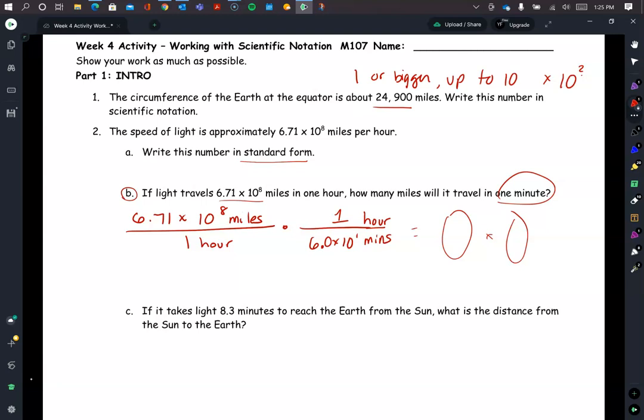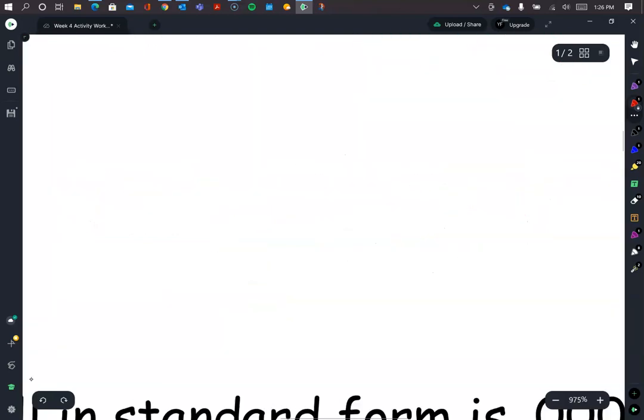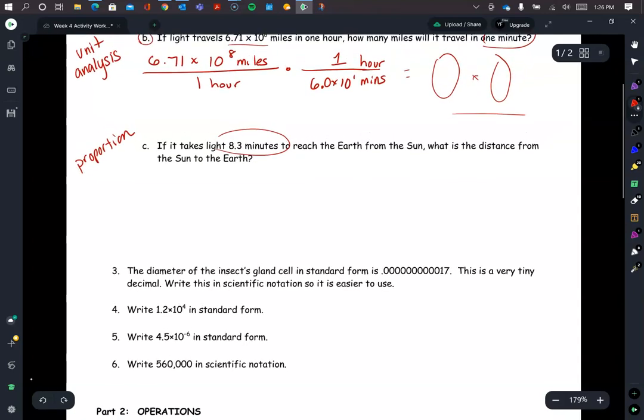The part C here, it takes 8.3 minutes to reach the Earth from the sun. What is the distance from sun to the Earth? So in that case, we can use this same number up here. And we're going to do a proportion in this case. So this one, we're going to use unit analysis, just like we did in chapter 5. And then in part C, we're going to do proportion, which we've probably done a little bit of. We'll do a lot more with that.